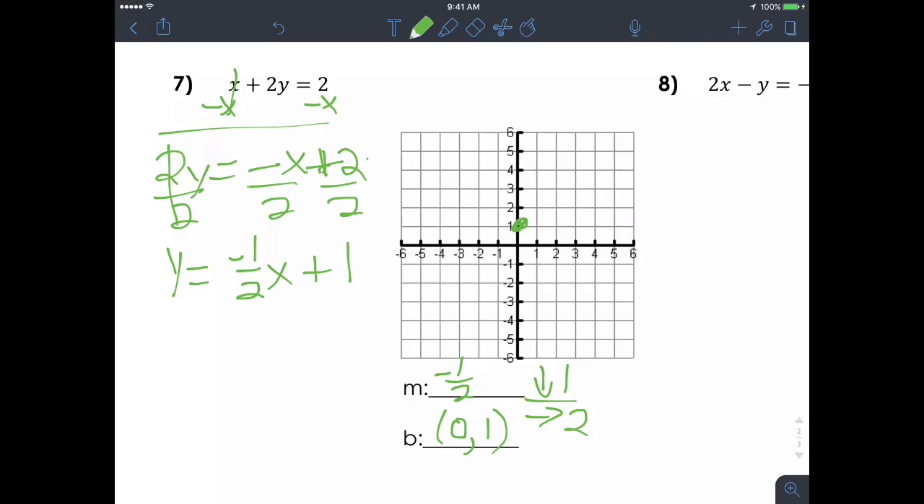So I'm going to go ahead and do that. Down 1, to the right 1, 2. Down 1, to the right 1, 2. I can do it one more time. Down 1, to the right twice.